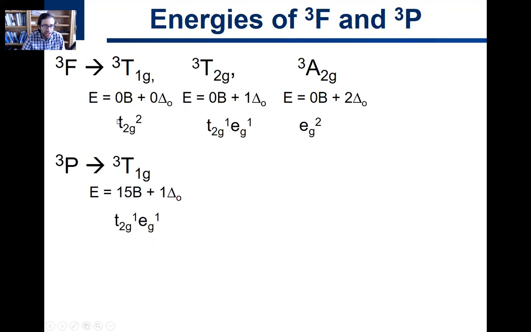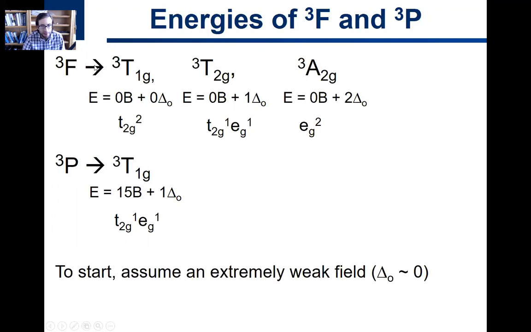What we were able to understand was the electronic configurations that gave rise to those terms, okay, and what the energies of those terms would be as a function of electron-electron repulsion, this Racah parameter B, and as a function of delta O. And the triplet P just transformed as triplet T1G. And so it didn't split any further when we went to octahedral, but it caused this added confusion where we had two things called triplet T1G, one that came from the triplet P and one that came from the triplet F.